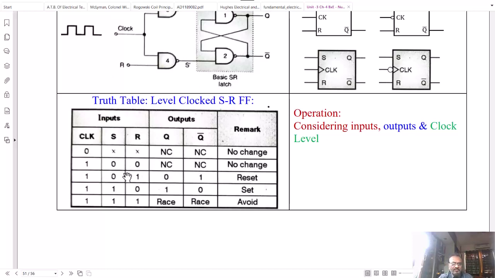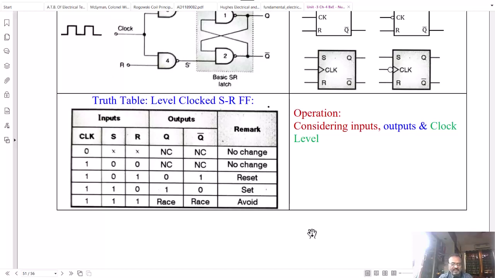And if you see the third row, the flip-flop will be reset when clock is positive, as well as reset input will be 1. Flip-flop reset means Q output will be 0 and Q bar output will be 1. Whereas if you consider the next row, when clock is 1 and S input is 1, this flip-flop output will be set to 1, and therefore obviously Q bar output will be complement of Q, that is 0.